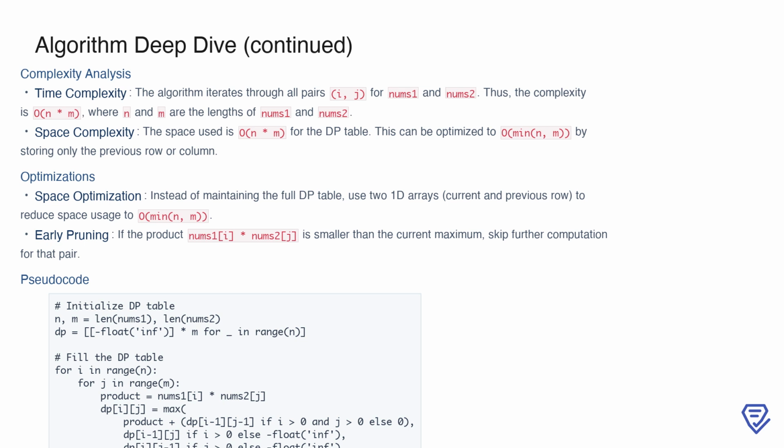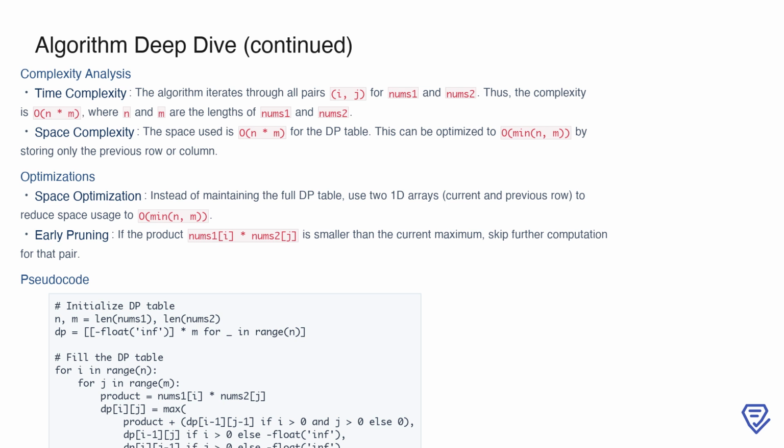However, we can optimize the space usage to O(min(n, m)) by storing only the current and previous rows or columns. Additionally, further optimizations such as early pruning can be applied. For instance, if the product nums1[i] * nums2[j] is smaller than the current maximum, further computation for that pair can be skipped.